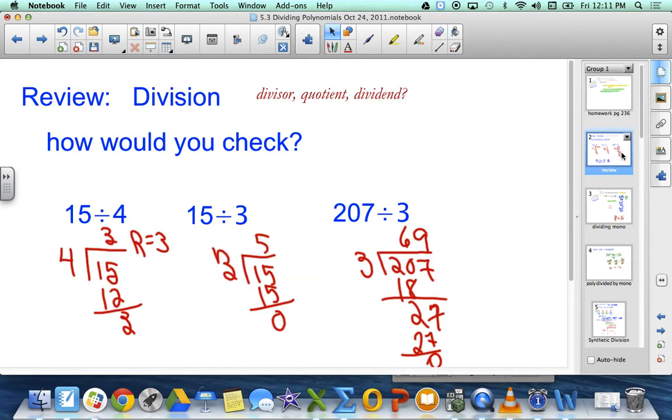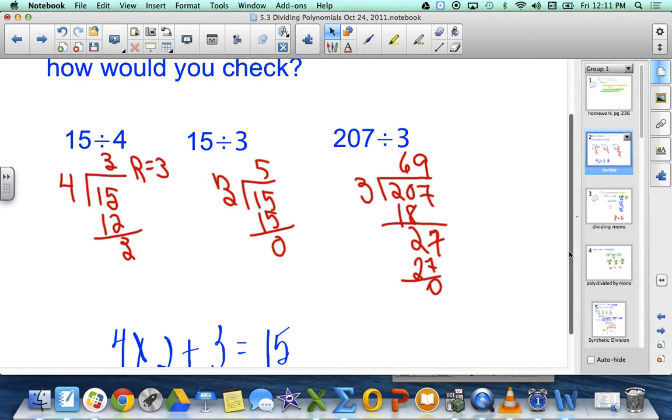Let's go back to the review on this. The remainder of this, I don't remember if in grade school you had to use r is equal to 3, or it's really 3 and 3 over 4. Okay, so it's really over what you're dividing by.